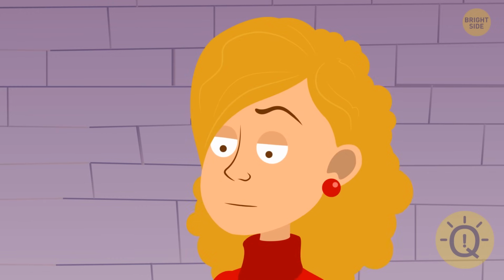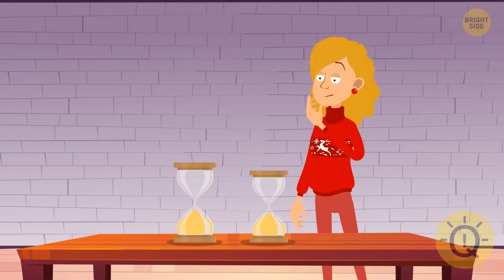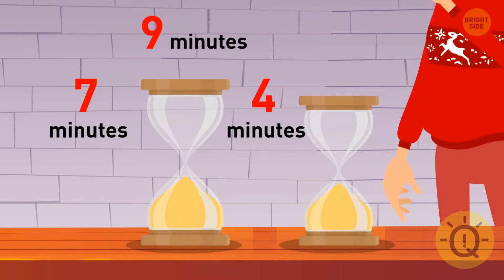To get back to the party, Carol had to solve another riddle. There were 2 hourglasses in front of her. One hourglass measures 7 minutes, and the other one measures 4 minutes. She needed to time 9 minutes using both hourglasses. How could she do it?